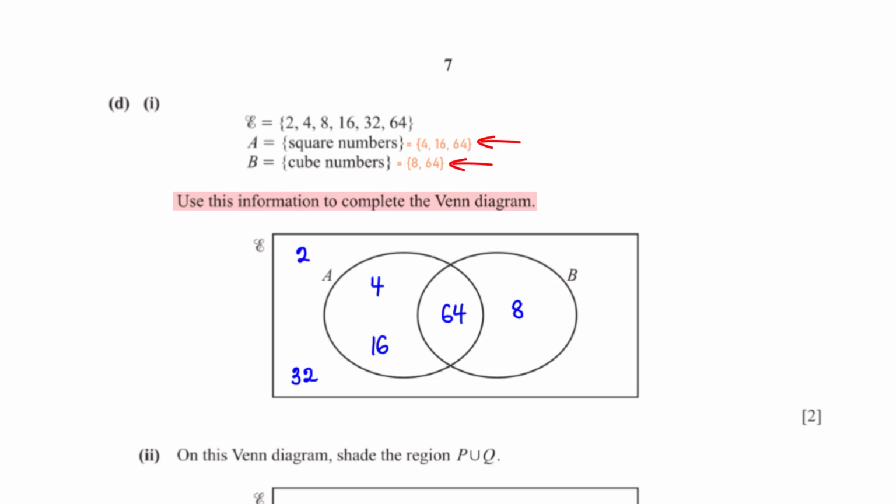First, we need to list the elements of A and B. From these lists, we see that 64 is common to sets A and B, so we put 64 in this region. After taking out 64 from set A, the remaining elements are 4 and 16. And after taking 64 from set B, the remaining element is 8. After filling out the elements in sets A and B, we see that the remaining elements in the universal set that are neither in sets A or B are 2 and 32.